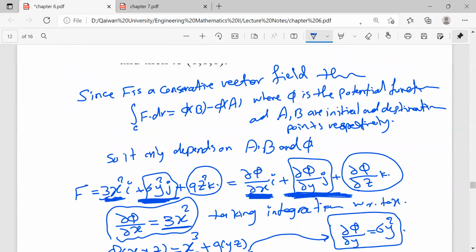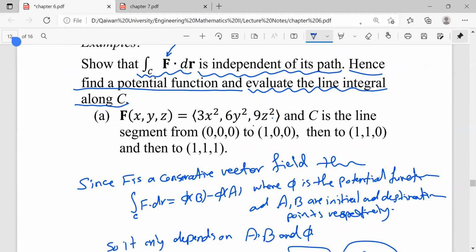And here it's given 4 points. We don't care about the points between the initial and destination points. We only work on the initial and destination points.